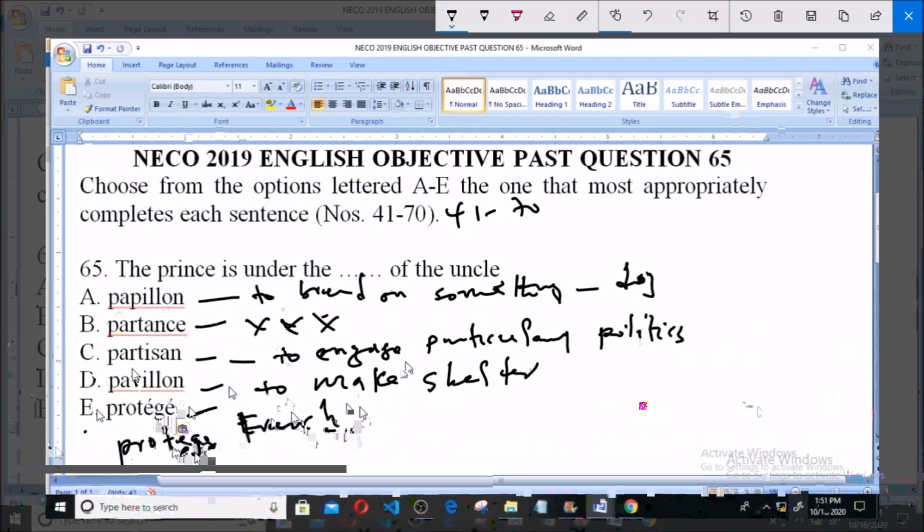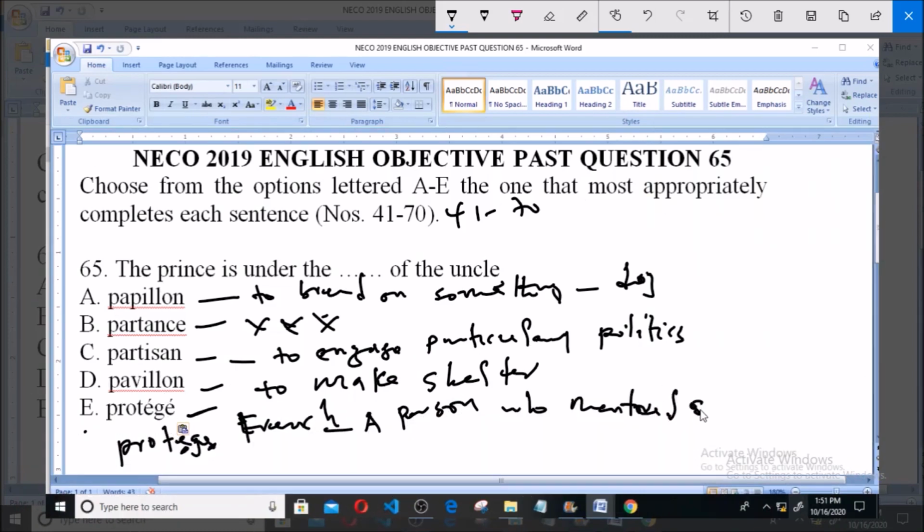And I want to talk of protege: it means a person who guides someone as the person grows, particularly an older person who is experienced or aged, guiding the younger one or the young fellow. So with this analysis, we can say that the prince is under the protege of the uncle. That is, he grew up under the uncle as a child, then up to adolescent stage, then from adolescent stage to adulthood. So option E is correct.